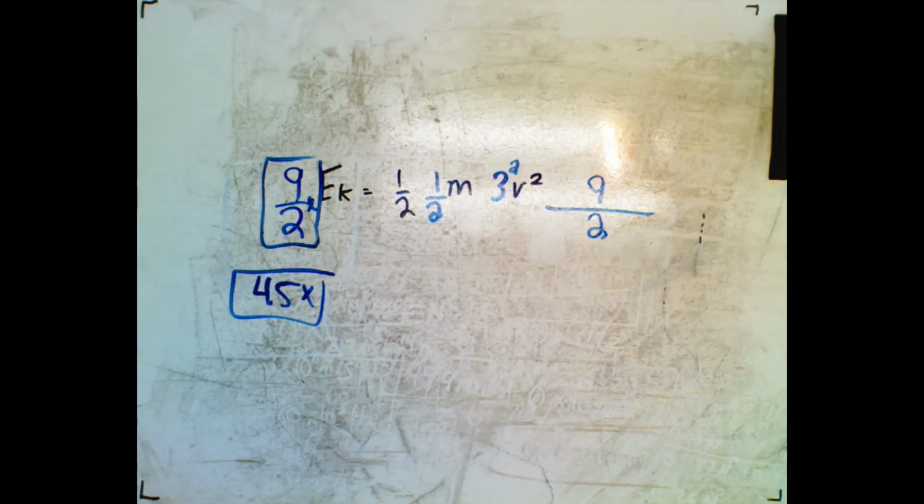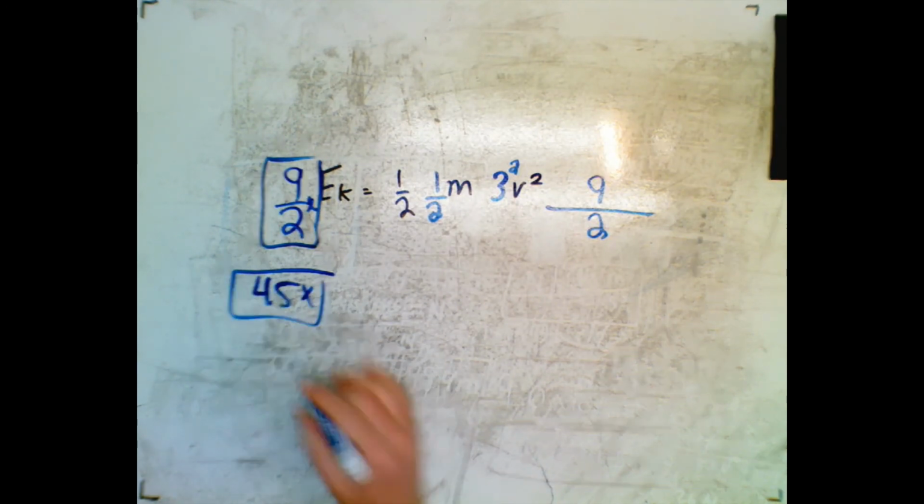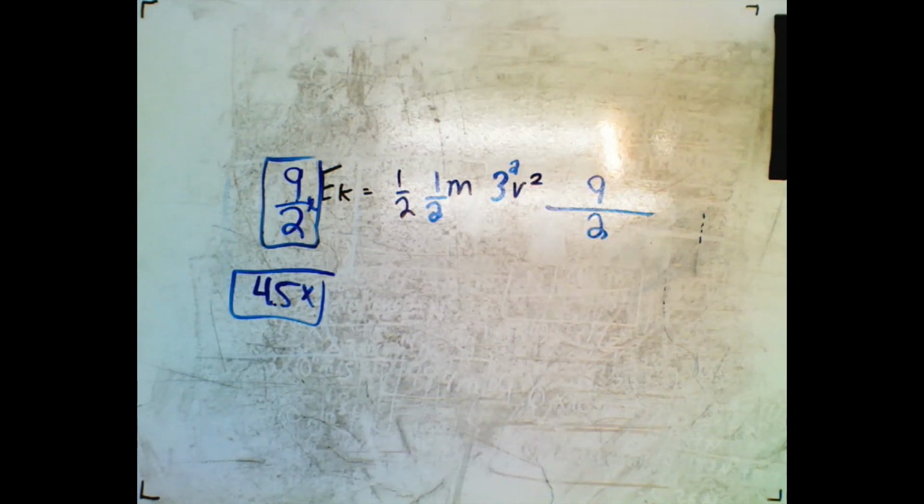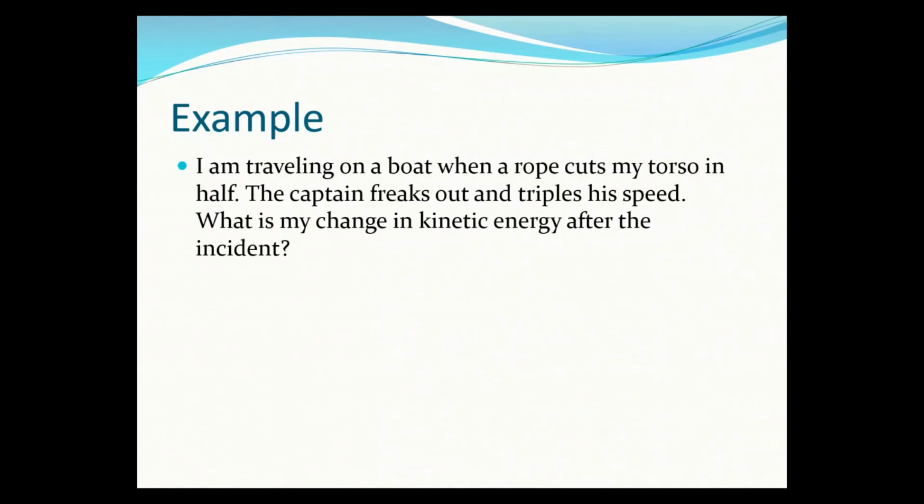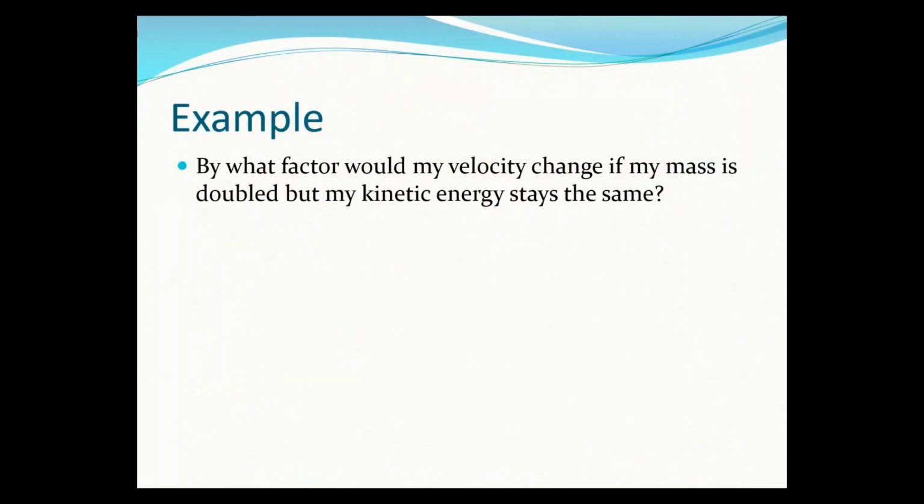Okay, that's 4.5 times. There's a decimal there. Okay, and then I think I have one more that's a little bit trickier. So by what factor would my velocity change if my mass is doubled and my kinetic energy stays the same? So pause the video, try this one, see if you can figure it out.